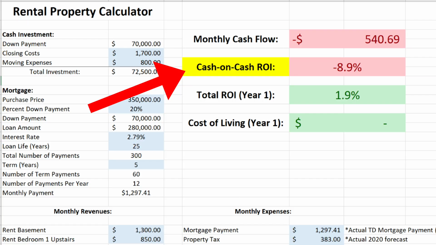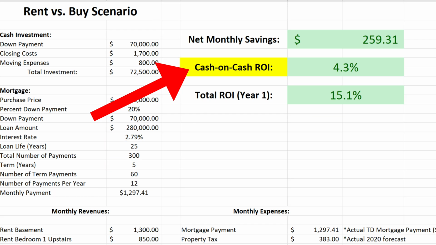The cash on cash return now changes from a negative 8.9% to a 4.3% per year. And this cash on cash return just means the amount of cash that I'm saving every single month in my bank account for living in this property relative to what I was paying when I was renting. So the way that you can look at it is I'm essentially making a 4.3% return on my investment by living in my house and saving on that extra cost per month.